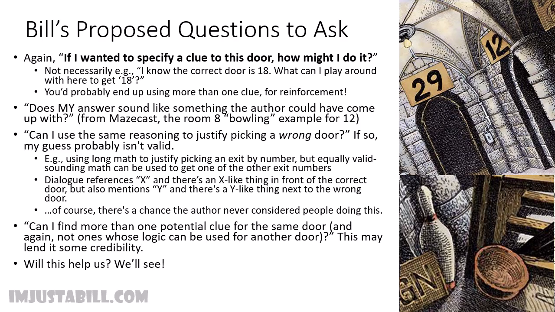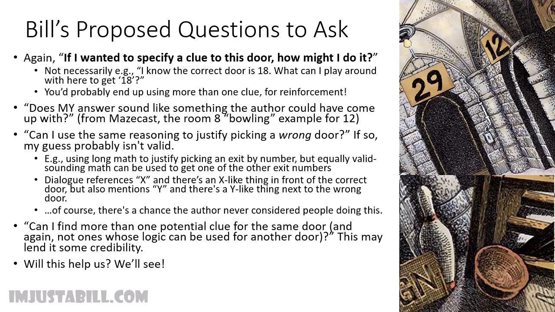Now, another question that's good to ask yourself is, okay, I came up with this reasoning to pick this door. Can I use that same reasoning to justify picking a wrong door? Because if that's the case, maybe my reasoning's not valid. A great example of this is when people use long mathematical justifications to pick a door. If you played around with some of the same math, could you maybe get one of the other exit numbers? In that case, maybe your reasoning is not really a clue.